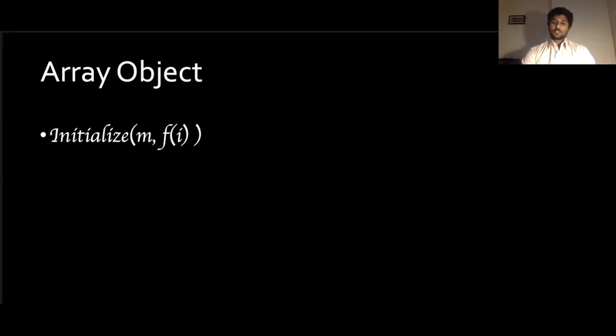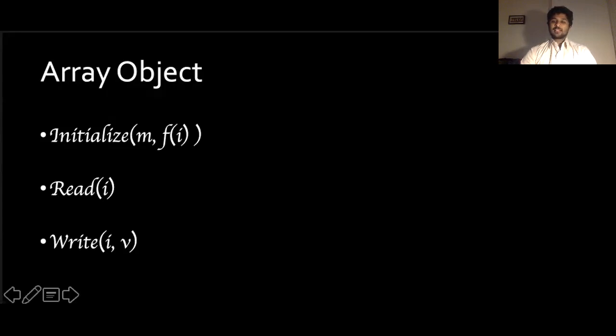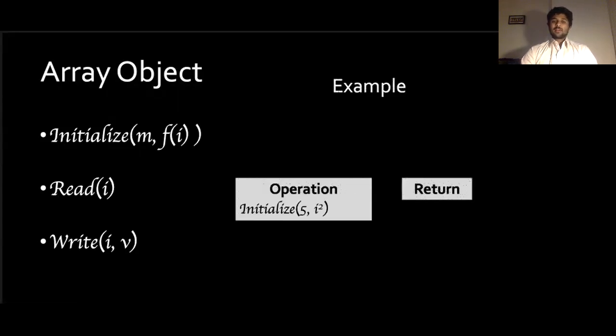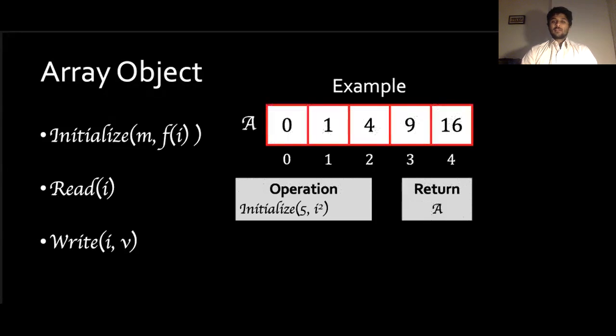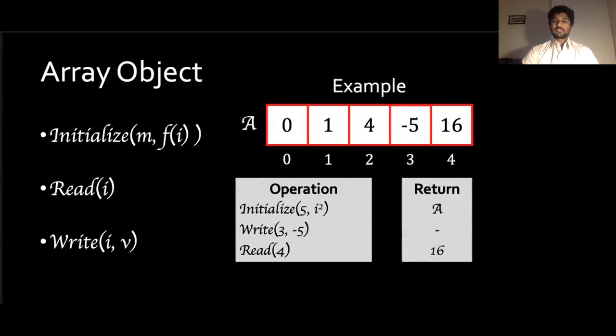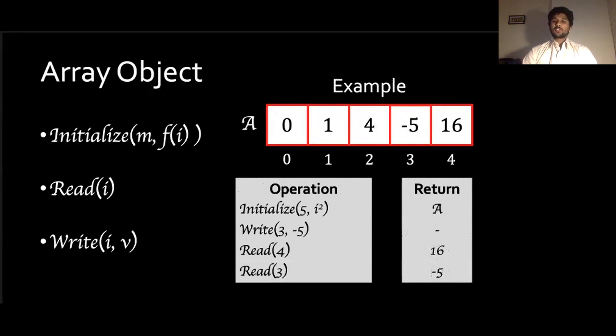The other two operations are the standard read and write. Read(i) returns the value of element i, and write(i, v) updates the value of the ith element to v. Let's see a quick example. Initialize(phi, i squared) creates an array of length 5. Writing -5 to the third element does the following. And now read(4) returns 16, and read(3) returns the newly written -5.